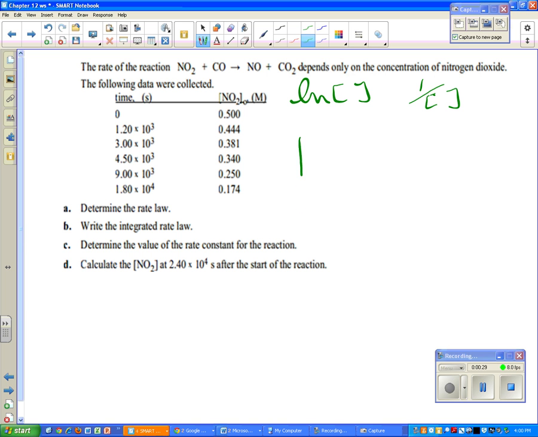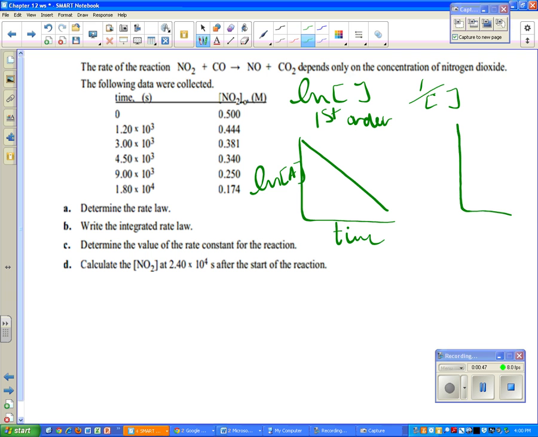Because I know that the log of the concentration versus time, if that is a straight line, which is going to have a negative slope, if that's the straightest line of the data, then I know it's a first order reaction. If I graph 1 over the concentration, the reciprocal, versus time, and that is a straight line, then I know that I have a second order reaction. In both cases, the slope is going to help me find k.